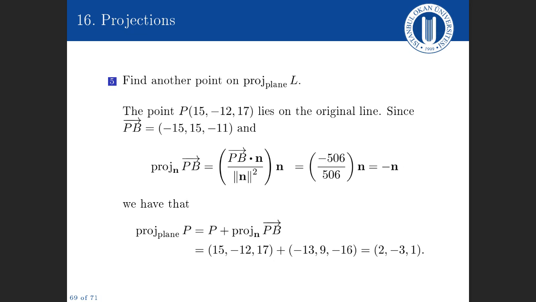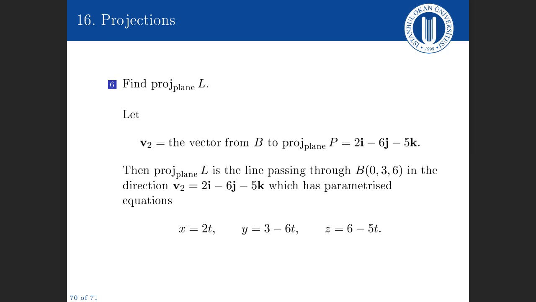Just as we did before, we can do the calculation. P plus the projection of PB onto N. And we find that the point 2, minus 3, 1 is on the new line. And then we're almost finished. To finish, we need to find equations for the new line which is in the plane, for the shadow of the original line or the projection of the original line onto the plane.